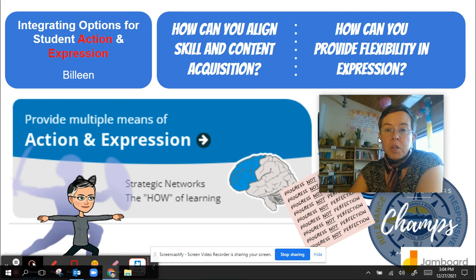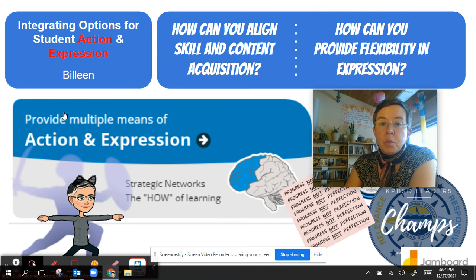So the question is, how can you align skill and content acquisition? How do you take what a student is supposed to be learning, like the nuts and bolts, the facts and figures that a student should be learning and acquiring, while they are building skills which will serve them as they move out into the world?